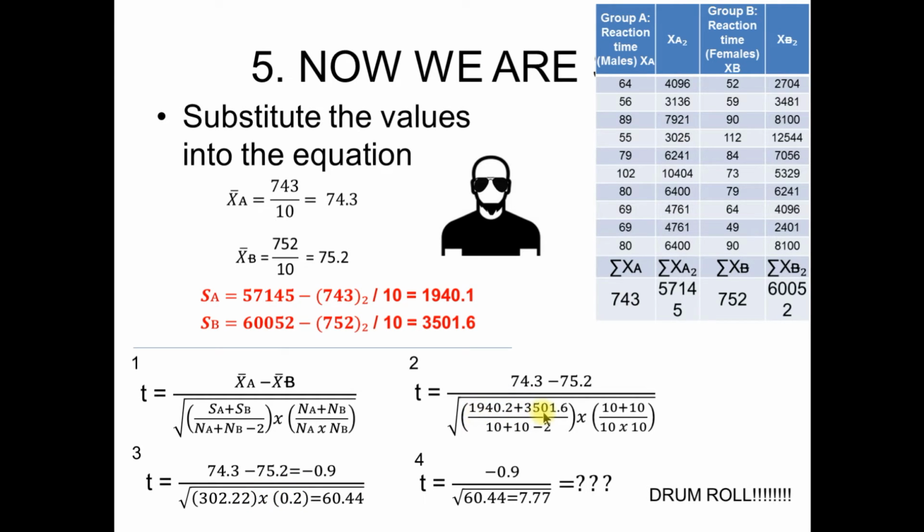And then this figure, 1940.2 plus 3501.6 divided by 18 gives us 302.22. We then times 302.22 by 0.2, and that gives us 60.44. So we solved this bottom half of the equation. The top half of the equation is fairly simple to solve. 74.3 minus 75.2 gives us minus 0.9. All we have to do now is square root and divide.